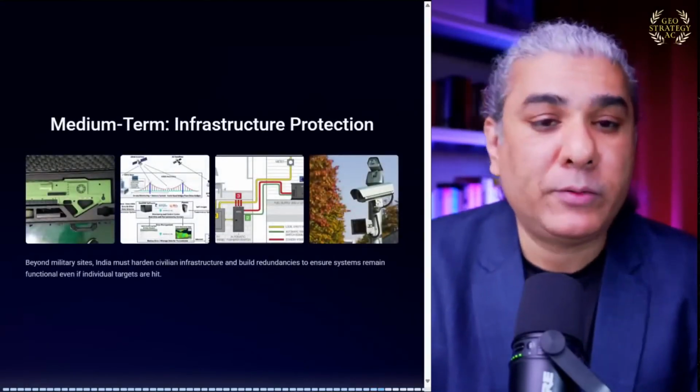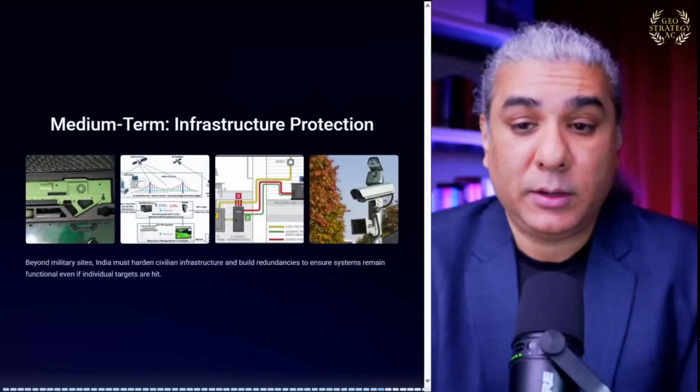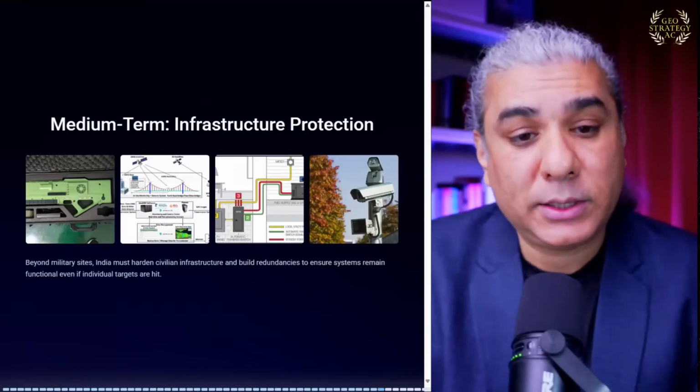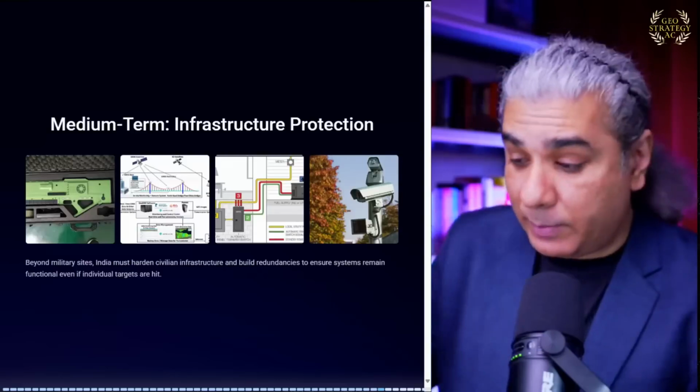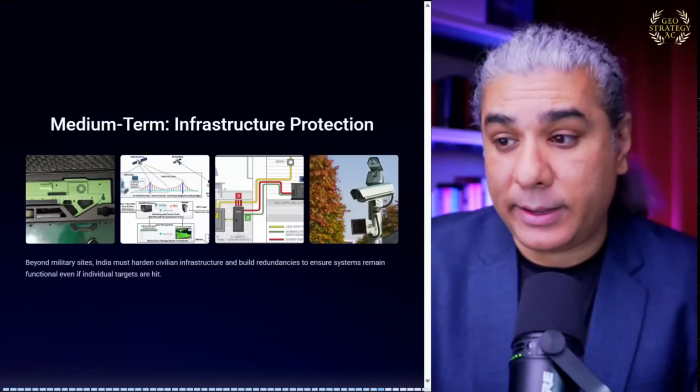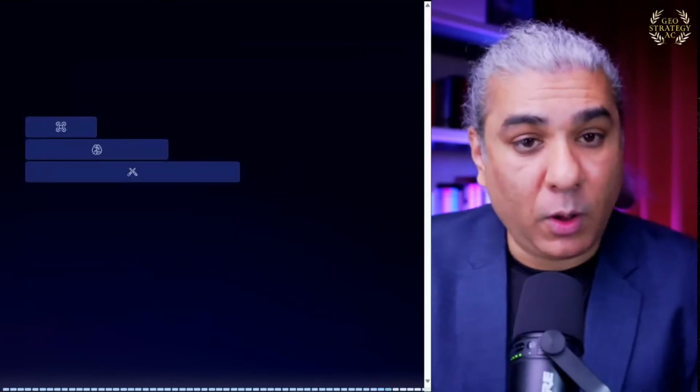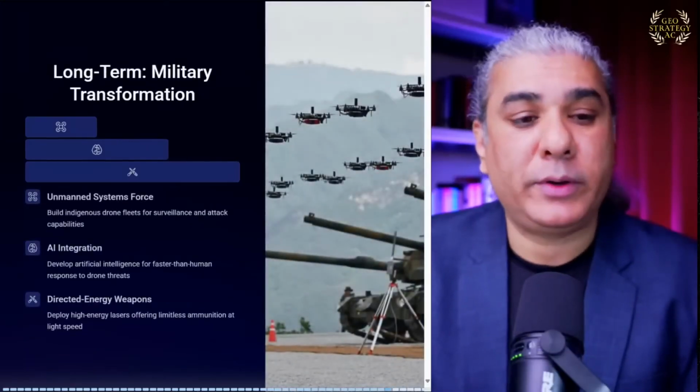More medium term things we need to do: infrastructure protection. So beyond military sites, we have civilian infrastructure, right? So we need to harden civilian infrastructure and build redundancies to ensure that systems remain functional even if some individual targets are hit.